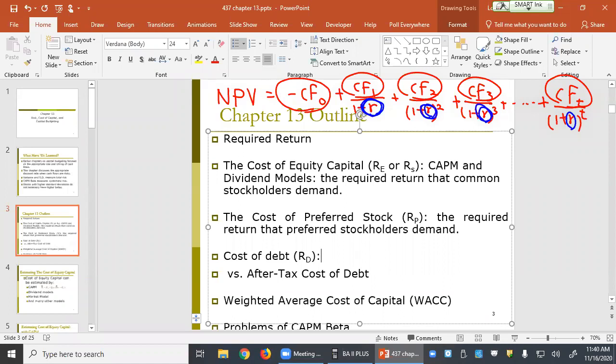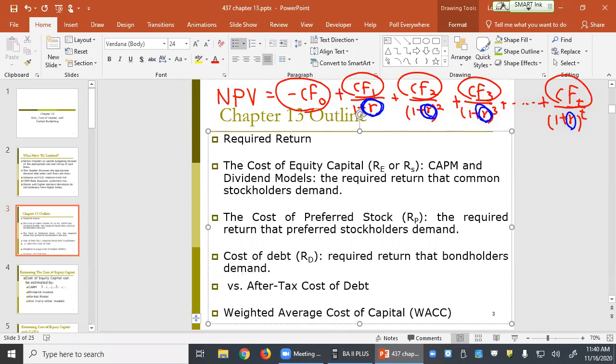Then what is cost of debt? It will be the required return demanded by bondholders. Required return that bondholders demand. We typically use RD to represent cost of debt. The D is the initial of debt.